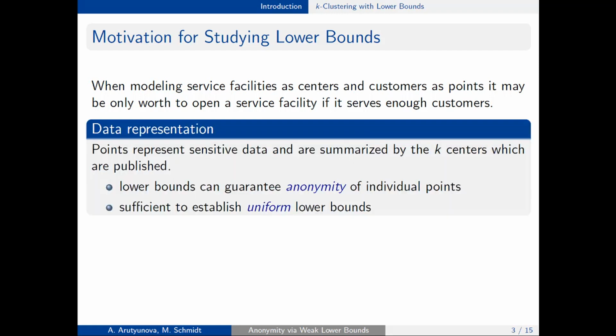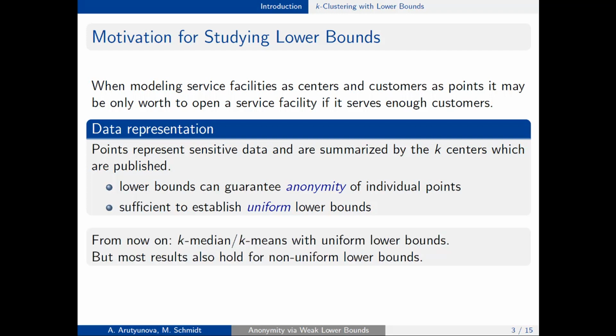Or from another field, namely data representation, if we have to deal with sensitive data of people, then the process would look as follows. We would cluster the data and represent it through the k centers, which are published. But to guarantee the anonymity of each individual point, we want the clusters to be large enough. And for this, it is sufficient to establish uniform lower bounds. Therefore, we now only consider k-median and k-means with uniform lower bounds, but to mention this, our results also hold for non-uniform lower bounds.